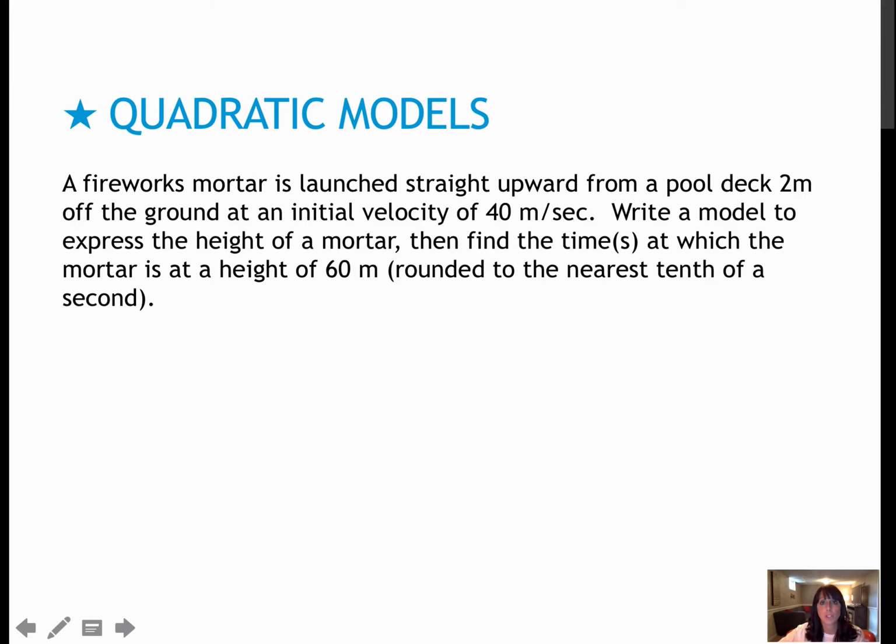Here's a similar question for you to try on your own. You must write the position function yourself, and then, just as we did on the last question, solve to find the time that the height of the mortar is 60 meters.